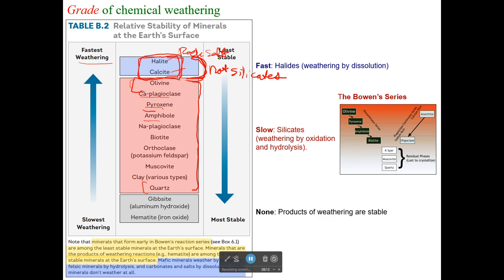So olivine gets weathered out very quickly, pyroxene second, amphibole third, until you get to quartz. Quartz is a very tough mineral. Things like gibbsite and hematite, this is aluminum hydroxide and iron oxide, are also very tough. Clay minerals are also very tough. So a lot of times when you have a bunch of minerals that are broken out of the rocks, olivine, pyroxene, amphibole, mica, it's all going to get destroyed pretty quickly.